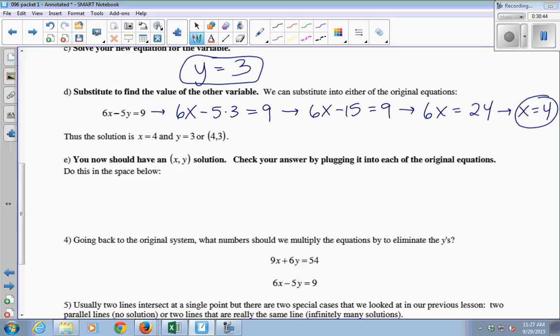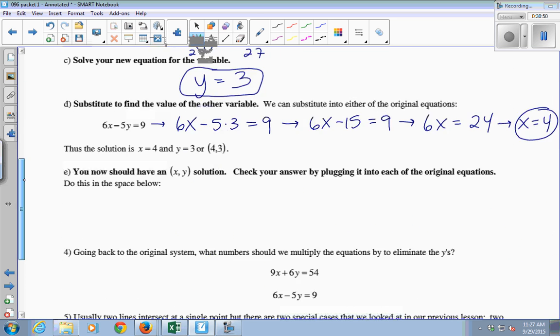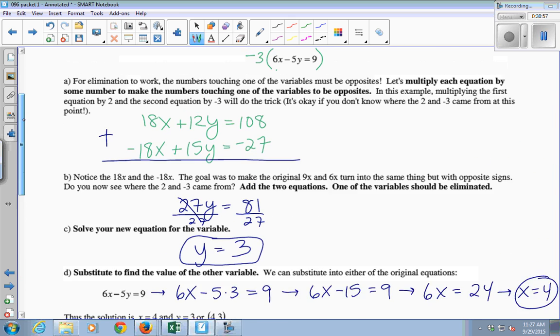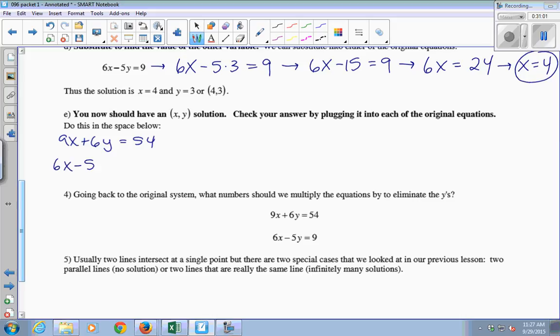You should go back and check that you actually have a solution, 4 comma 3. So my equations were 9x plus 6y equals 54 and 6x minus 5y equals 9. And then I check. Replace my x's with 4s and my y's with 3s. Make sure both equations are true.